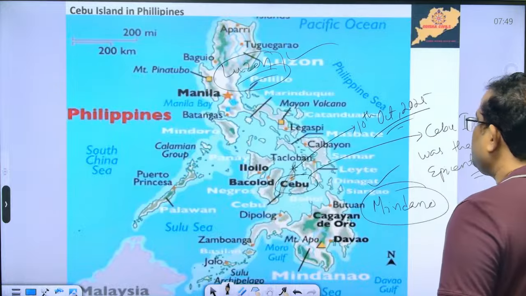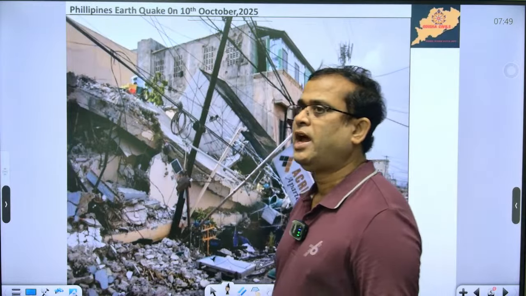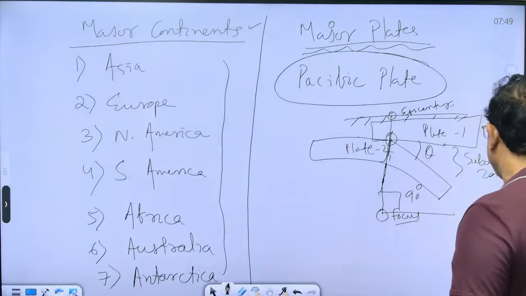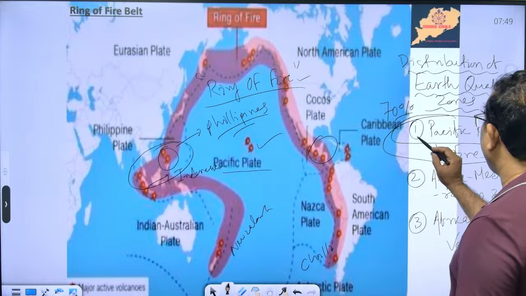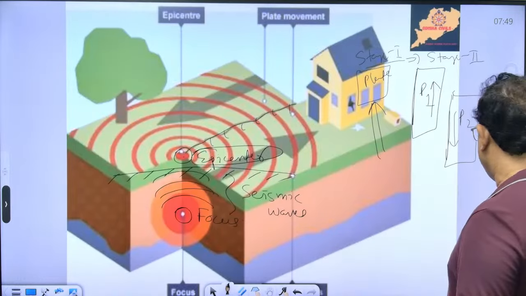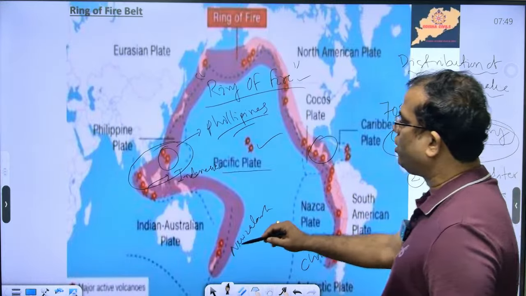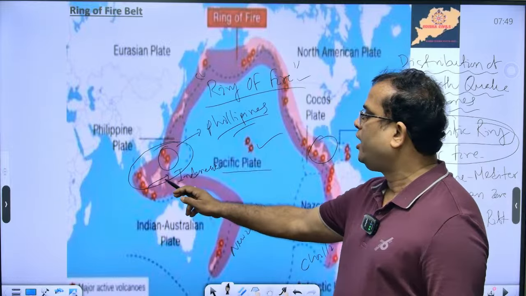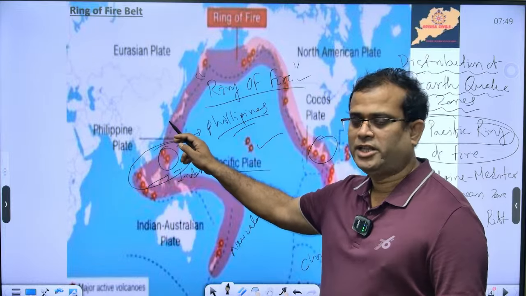Next, this is the Pacific Ring of Fire, as we have discussed. Now come to the second zone. This is the second part, Pacific Ring of Fire. As we saw here, it starts from New Zealand, Papua New Guinea, Indonesia, Philippines, again China.